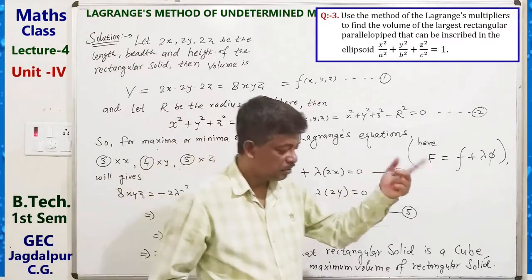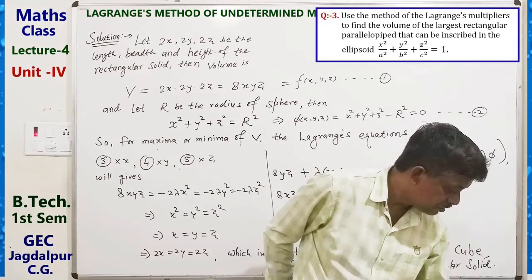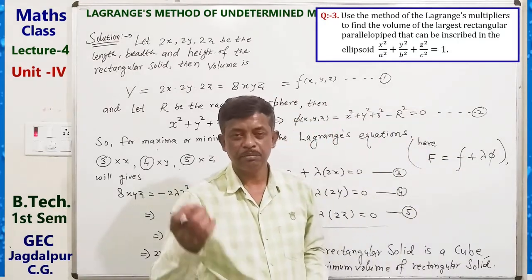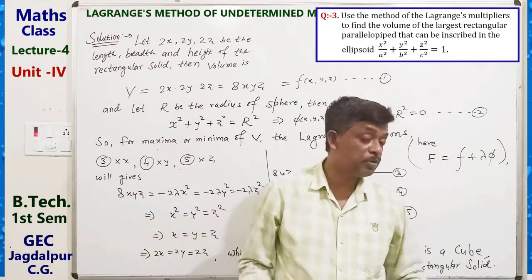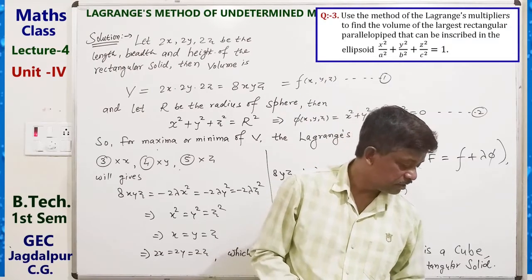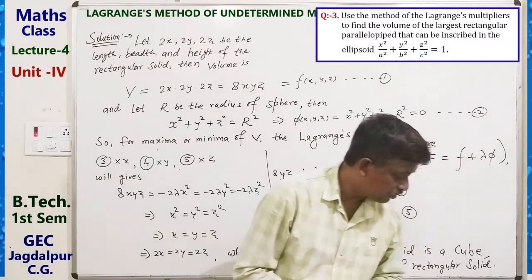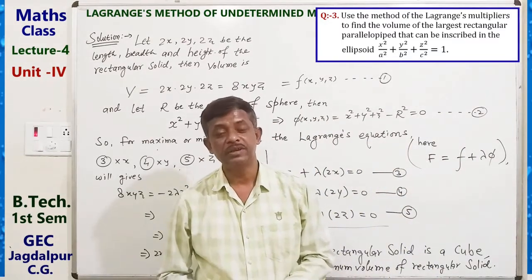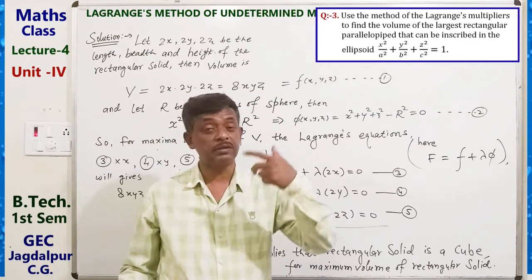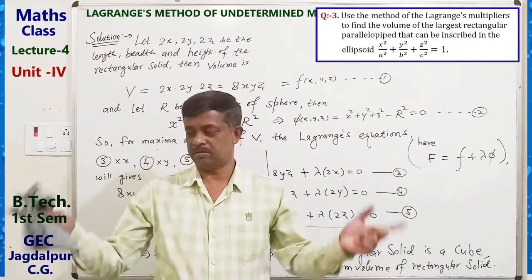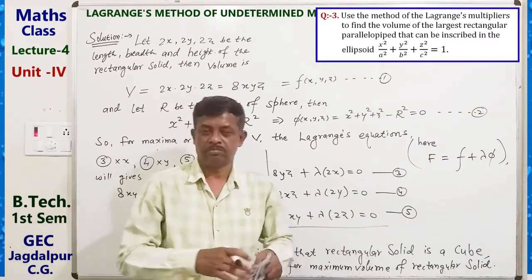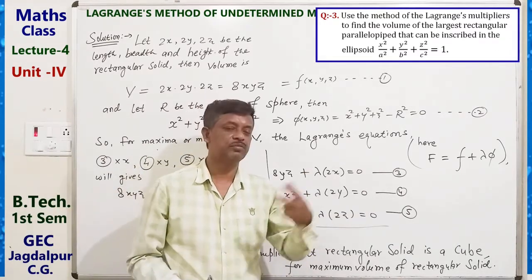So parallelepiped. The volume of the largest rectangular parallelepiped means maximum. Largest means maximum, so the volume of the parallelepiped will be maximum, which can be inscribed. So here we have to find the maximum volume. In the ellipsoid we will make a parallelepiped, and we have to find the maximum volume.